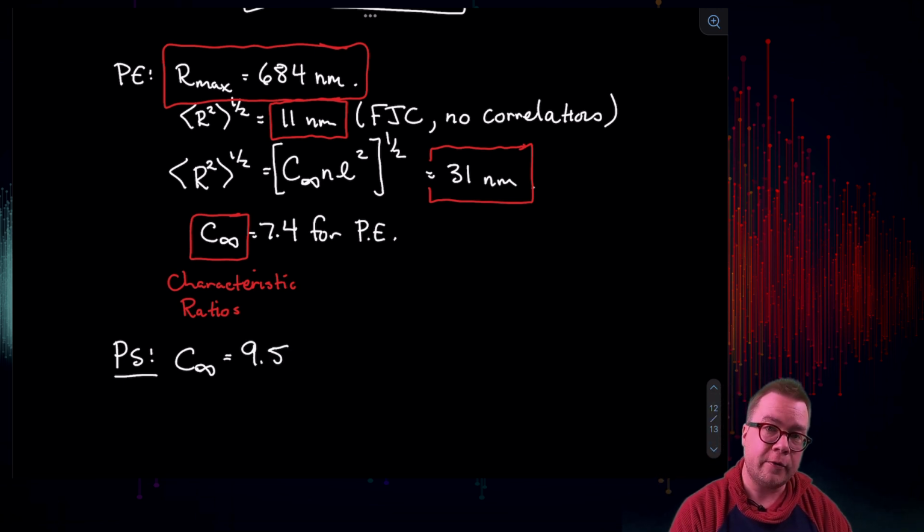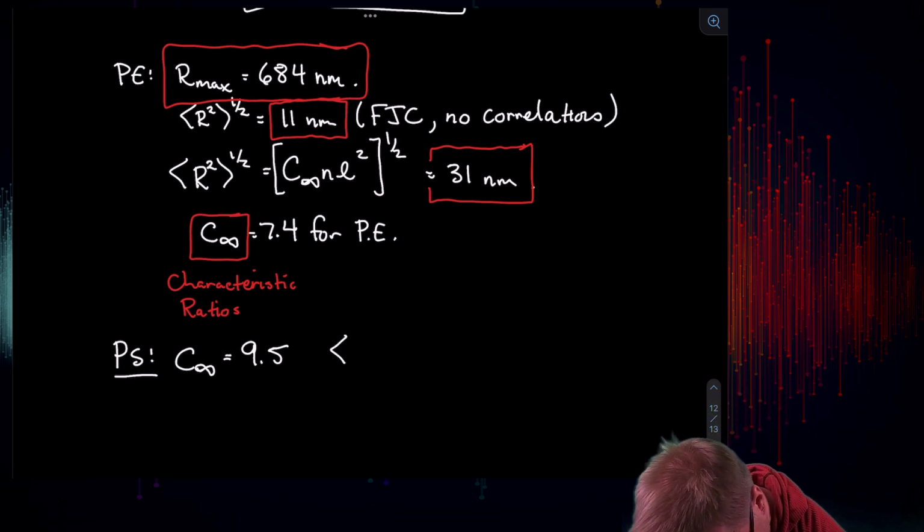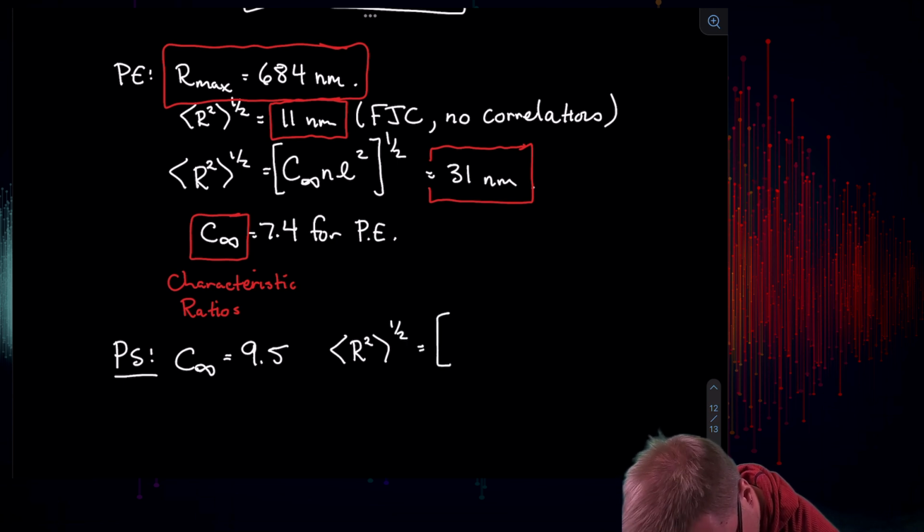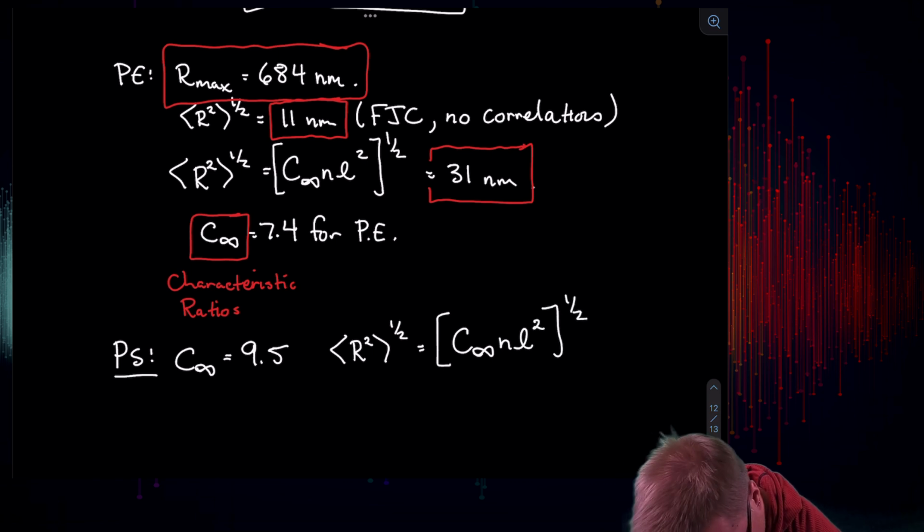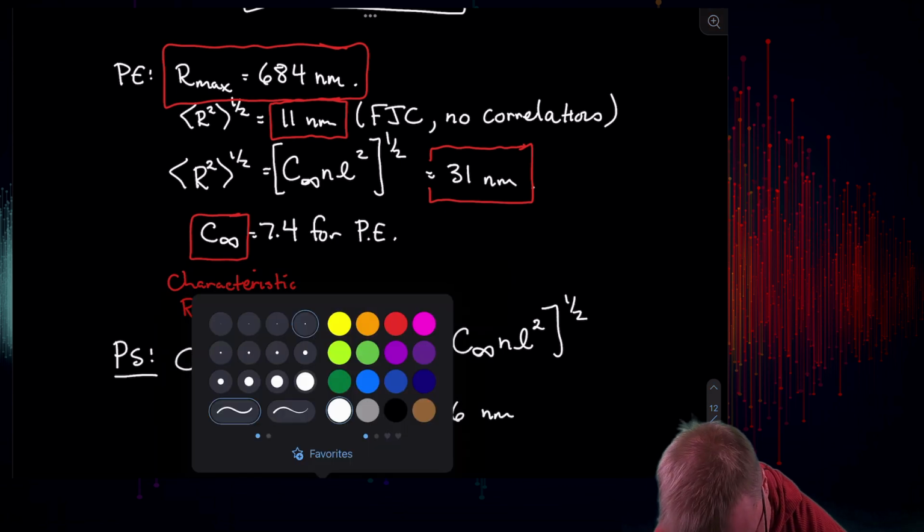And we would find that value is about 9.5. And so this means for polystyrene, the root mean squared end-to-end distance would be, again, C infinity N L squared, and we have to take the square root of that. And we would get 36 nanometers.